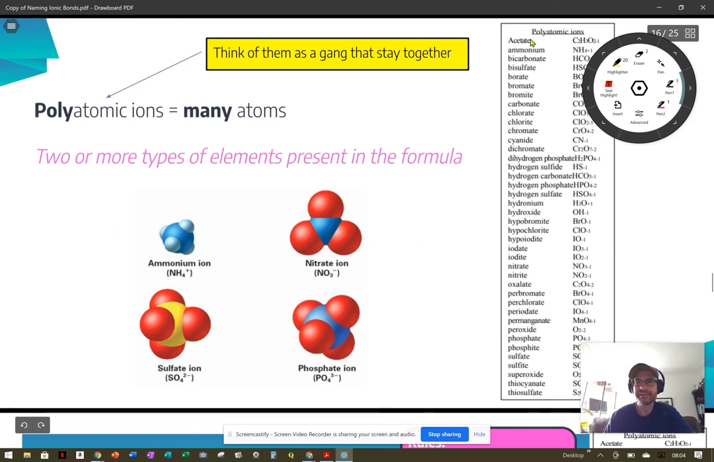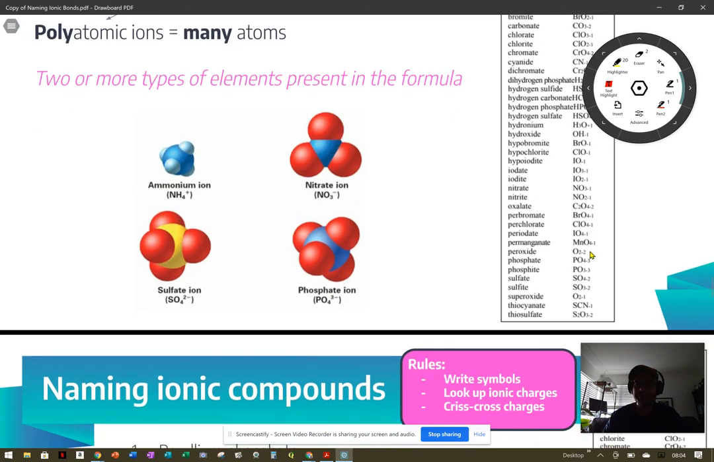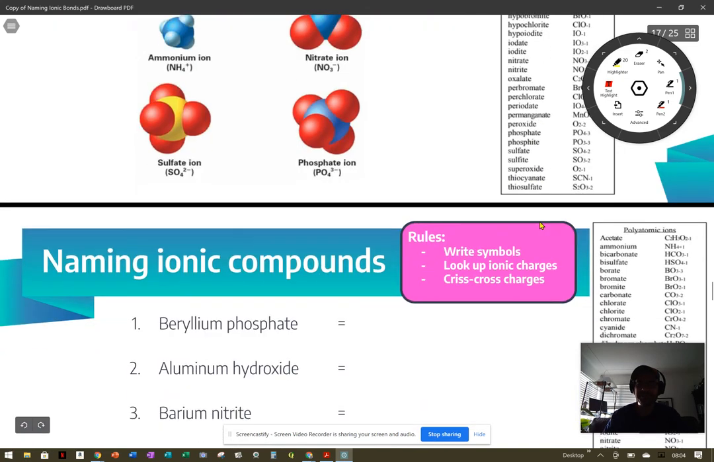And on the back of your periodic table, you've got a list of all these polyatomic ions. They stay together. And it will give you the charge for each one of these. So for hydrogen sulfide, this whole gang has a charge of -1. For iodate, this whole gang has a charge of -1. So you will need to look those up for this one.